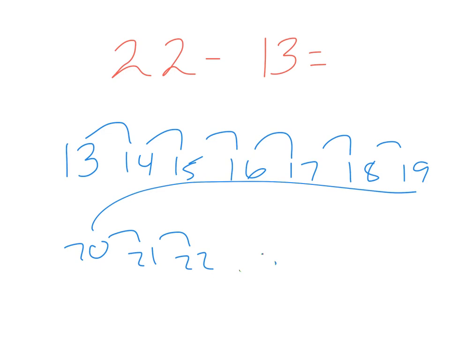Now, I just need to count up how many jumps I did. 1, 2, 3, 4, 5, 6, 7, 8, 9. I did 9 total jumps. So 22 minus 13 is equal to 9. So when we count up, we're taking the smaller number that we're taking away, and we're counting up to that bigger number that we're taking that number away from. It can work with any number.